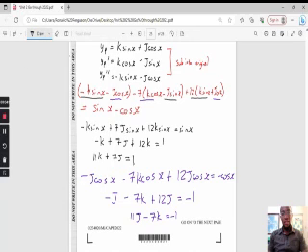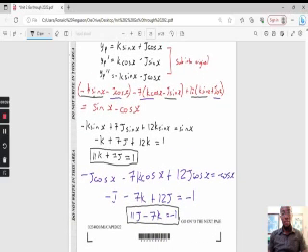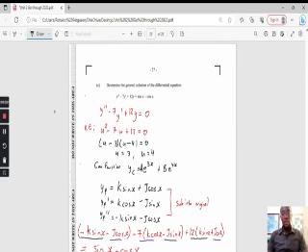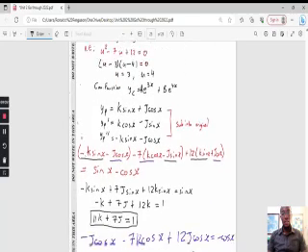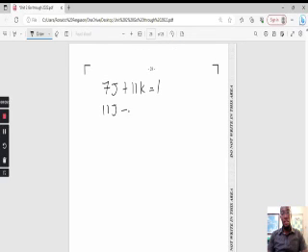So in this case, this is our first equation. This is now our second equation. I'm going to solve them simultaneously. So just write back the equations. I'm going to switch it around and say 7j plus 11k equal 1. That's the first equation. And the second equation is 11j minus 7k equal negative 1.